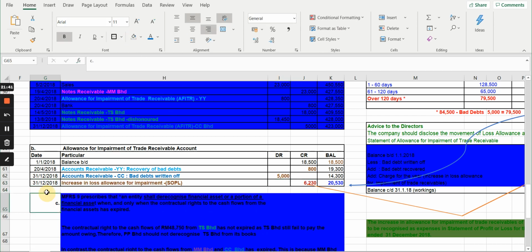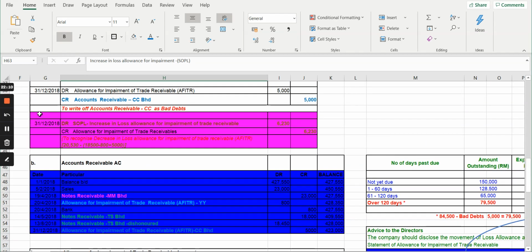Where to? Your statement of profit or loss as the charge for the year. So this is 6230 in terms of debit and credit, the allowance for receivable. So this is the one that you will have to debit. This is due to the fact that 14,300 was the balance before, but at the end of the year your estimation for the expected credit loss is 2530. So therefore, that 6230 will have to be recorded in your journal as well.